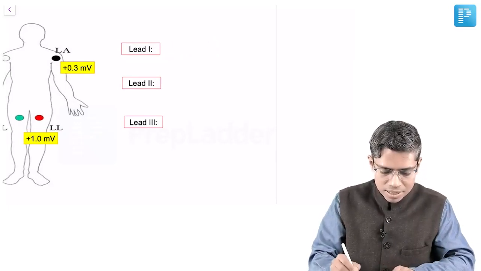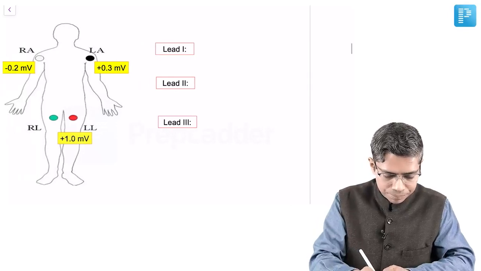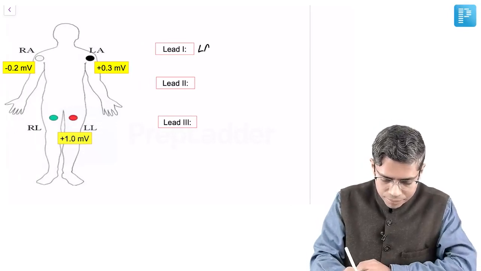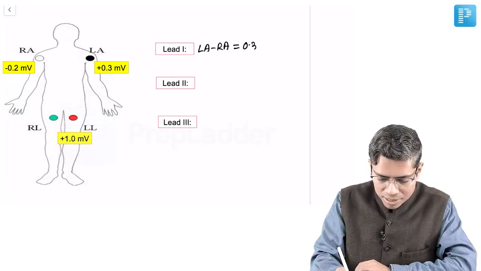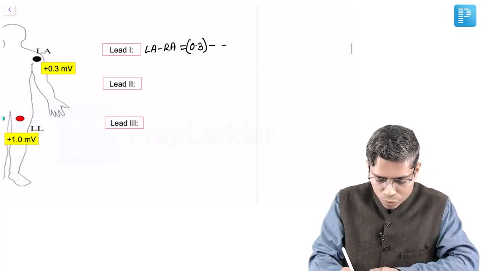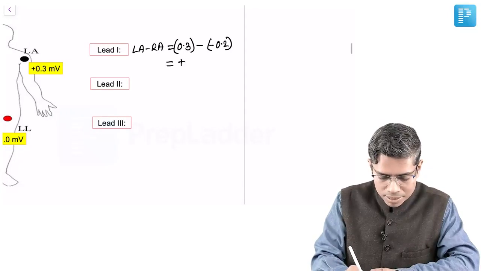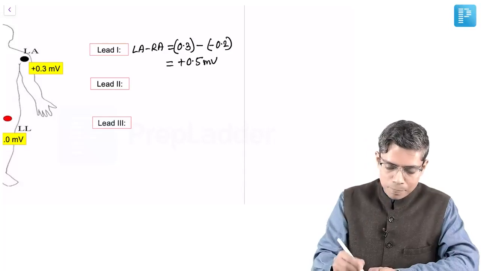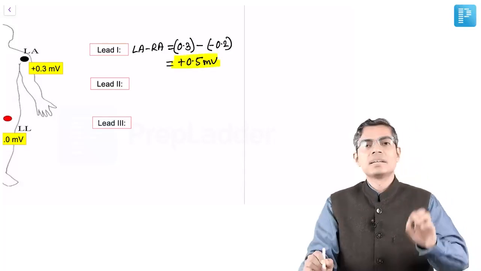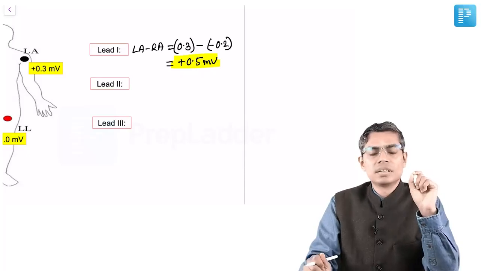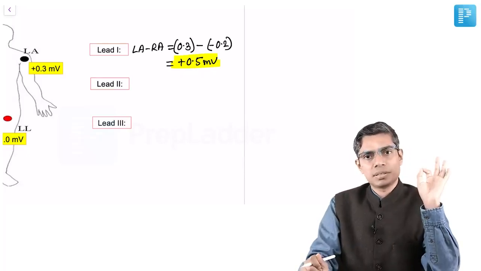So lead 1 means it is the left arm minus right arm. So left arm is 0.3, plus minus 2 is in the right arm, right? So obviously this will be plus 0.5 millivolt. So this amplitude will be recorded by lead 1, bipolar lead 1 in ECG machines.